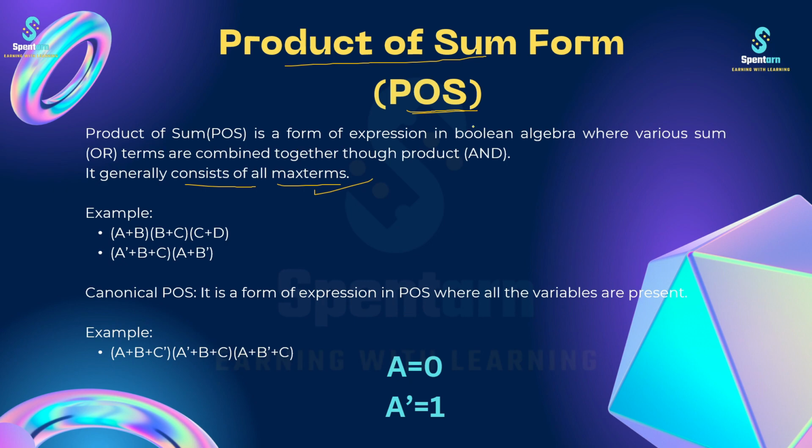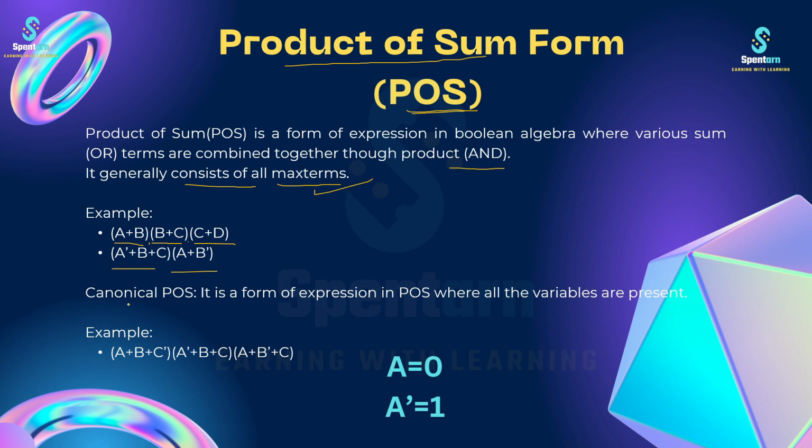The definition is here: POS is a form of expression in Boolean algebra where various sum terms are combined together through product. Product is something like AND, right? So here is an example: A plus B, into B plus C, into, or product you can say, C plus D, right? Similarly, here is another example.